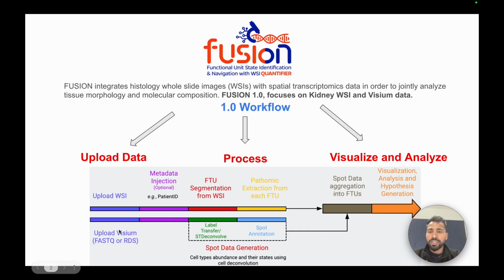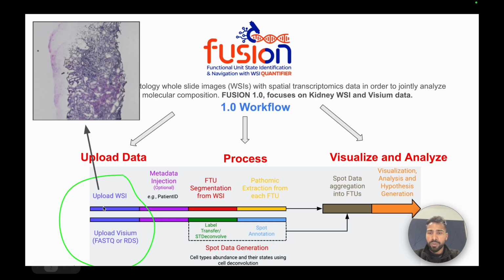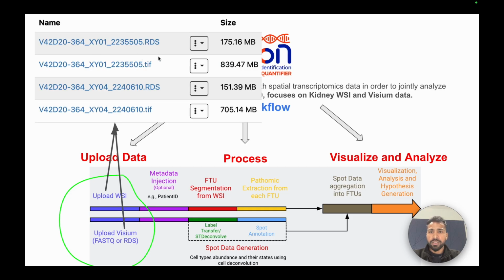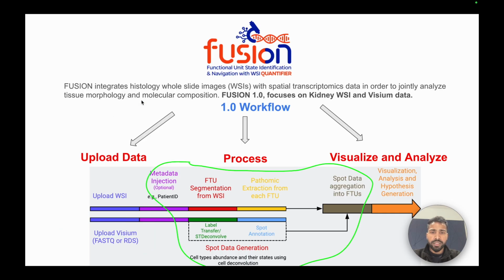The pipeline starts with uploading data, which can be a whole slide image, or it can be VGM data. This is a sample of an RDS file and how it looks. Once we upload the data, it will look something like this: there will be one histology image and its corresponding RDS file or any other VGM data, which can be H5 or H5AD, and we are currently implementing FastQ as well. Once we upload the data, the next section is process, which includes these steps.